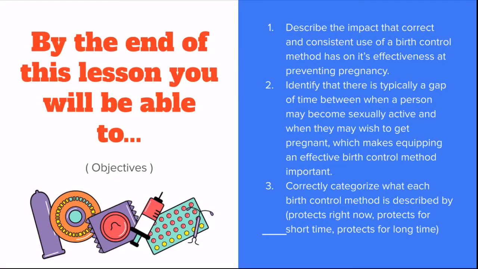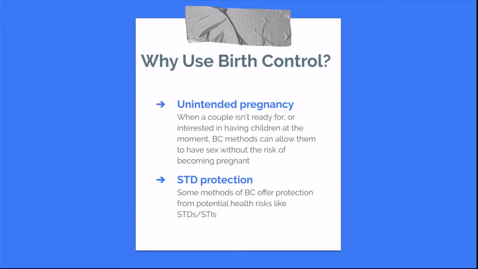By the end of this lesson, you will all be able to describe the impact that correct and consistent use of birth control has on its effectiveness at preventing pregnancy, as well as identify that there is typically a gap between the time when a person may become sexually active and when they wish to get pregnant, which makes equipping an effective birth control method extremely important. You will also correctly categorize each birth control method, with the categories being methods that protect right now, methods that protect for a short time, and methods that protect for a long time.